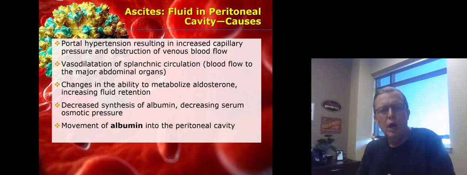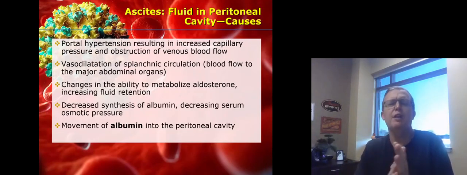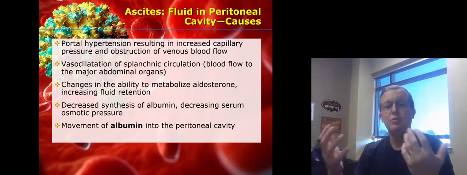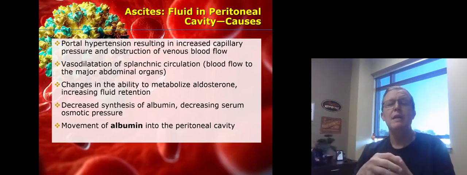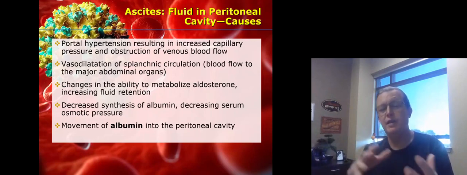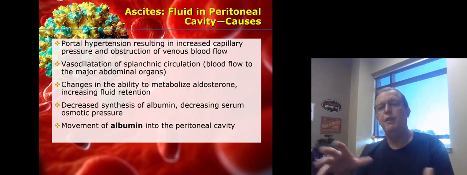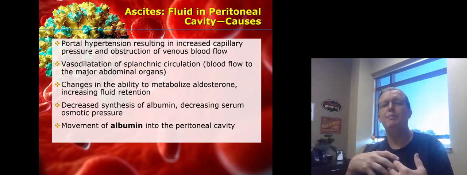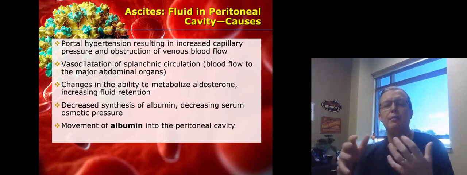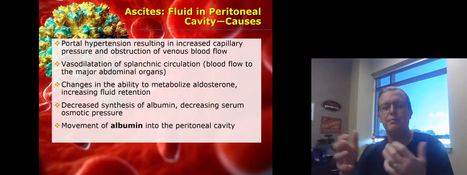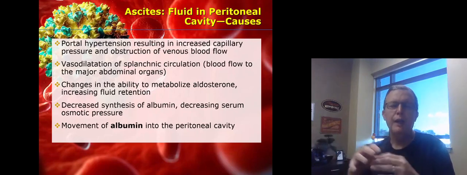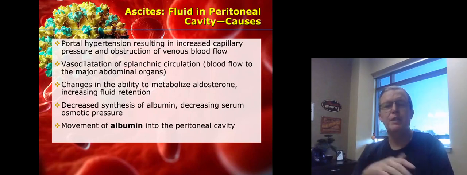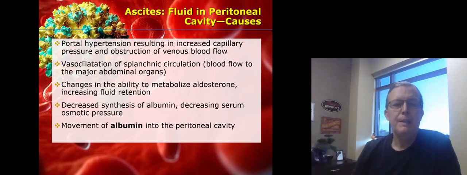So, some of that I've discussed right here. Portal hypertension increases the capillary pressure and obstruction of venous blood flow. That's what I was referring to just a minute ago. And that produces vasodilation of this splanchnic circulation. So as that splanchnic blood flow dilates in response to the backup of fluid there, then it's going to surround and apply pressure on these abdominal organs. And as I said, protein is going to move across there.